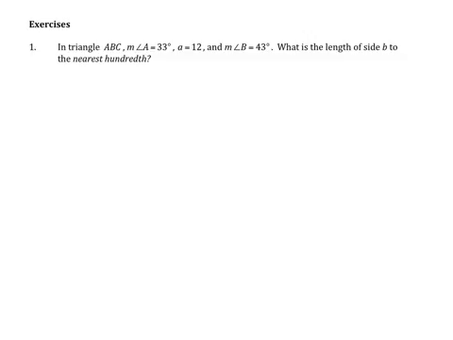Okay, exercise 1. In triangle ABC, the measure of angle A is 33 degrees, a is 12, and the measure of angle B is 43 degrees. What is the length of side b to the nearest hundredth? First thing you need to do is draw a picture. It's very hard to do these problems without drawing a picture.